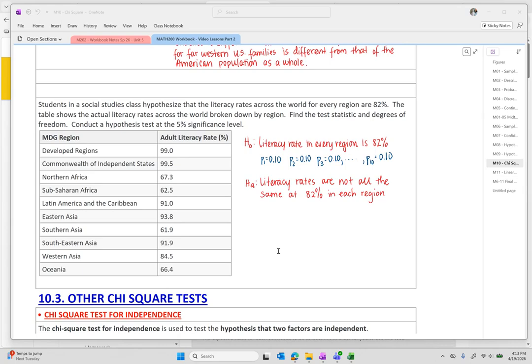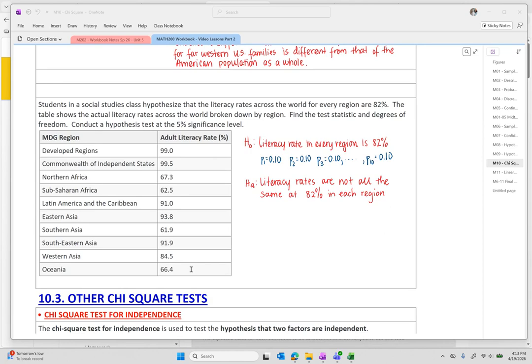So the table shows the actual literacy rates across the world broken down by region. There are 10 regions: developed regions, Commonwealth of Independent States, Northern Africa, Sub-Saharan Africa, Latin America and the Caribbean, Eastern Asia, Southern Asia, Southeastern Asia, Western Asia, and Oceania. And the literacy rates are shown. And we want to find the test statistic and degrees of freedom. We want to conduct a hypothesis test at the 5% significance level.